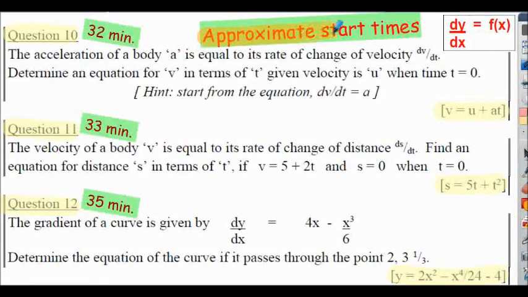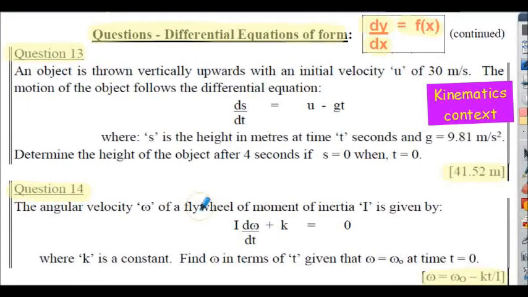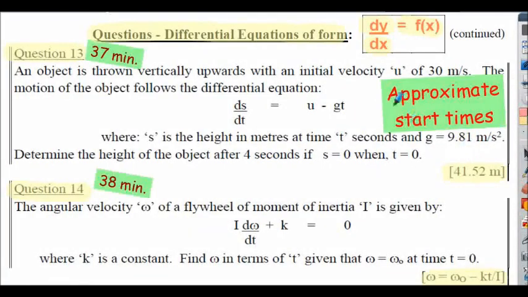And here are the approximate start times to the solutions to questions 10 through to 12, but again please note these times are rounded to the nearest minute. And here are questions 13 and 14, again associated with a kinematics context. And here are the approximate start times related to the solutions for questions 13 and 14.